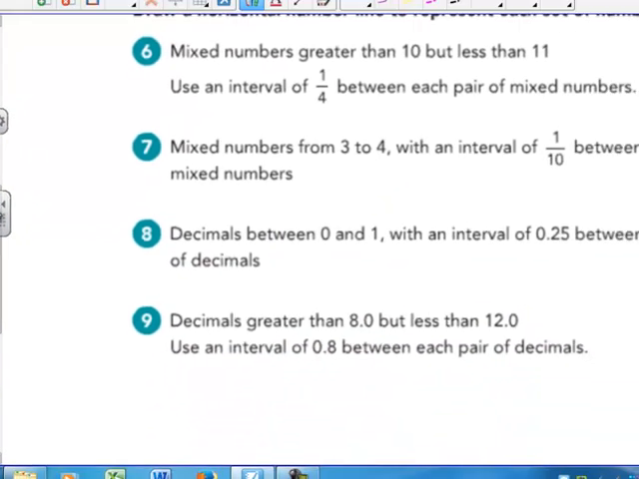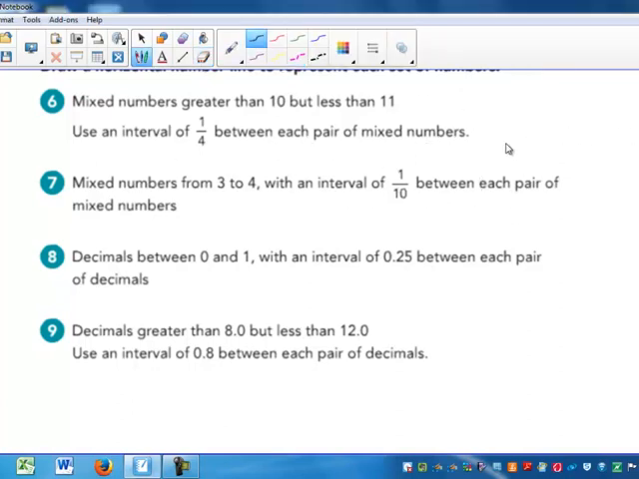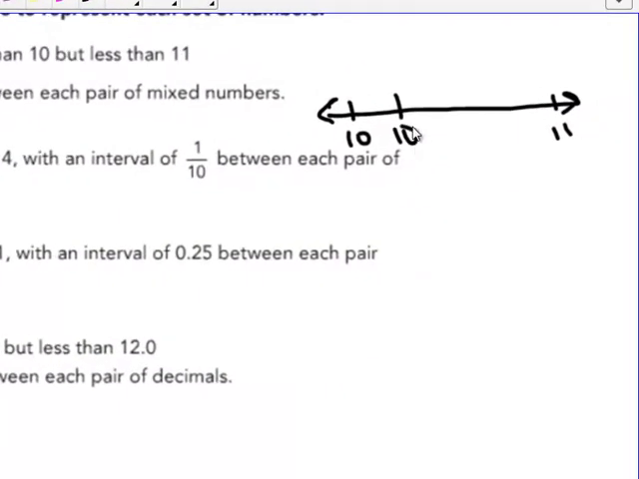Okay? Here. Let's go ahead and just do a couple of these real quick here. I think we are drawing horizontal number lines. Okay, I'm going to draw a number line here. It says mixed numbers greater than 10 but less than 11. So that means I'm going to put 10 and I'm going to put 11 in here. Okay. It says use an interval of 1/4. Well, that's going to be 10 and 1/4, 10 and 2/4, 10 and 3/4, and then 11. I went up by 1/4 every time, just like we talked about a little bit ago.